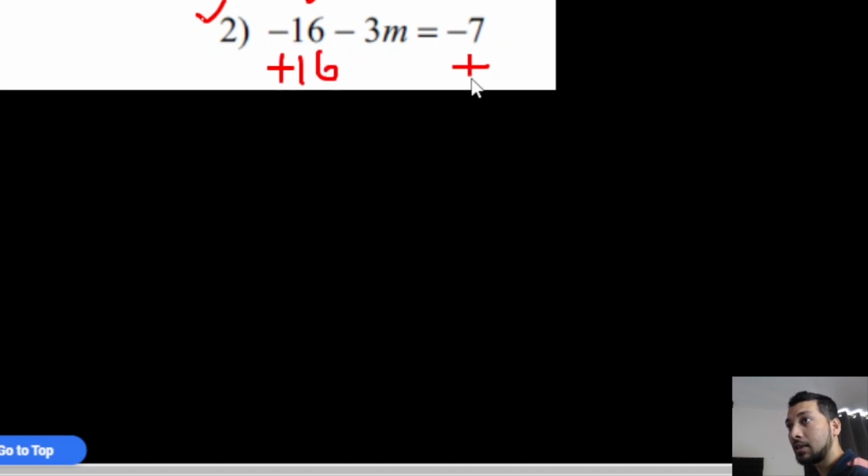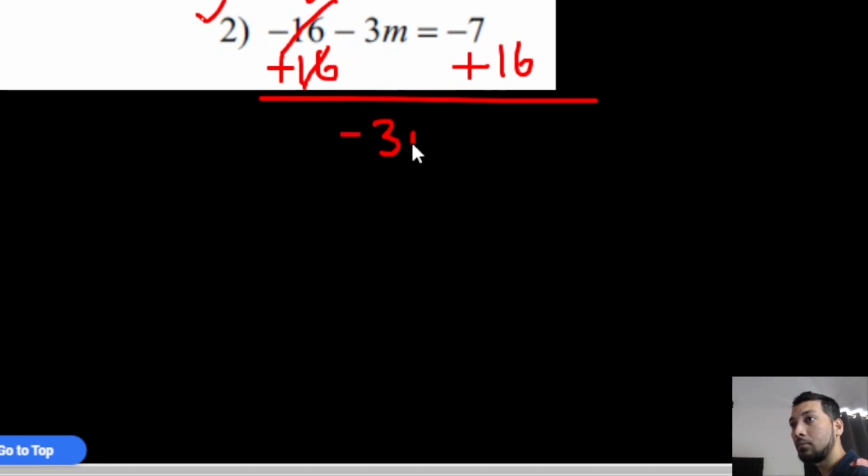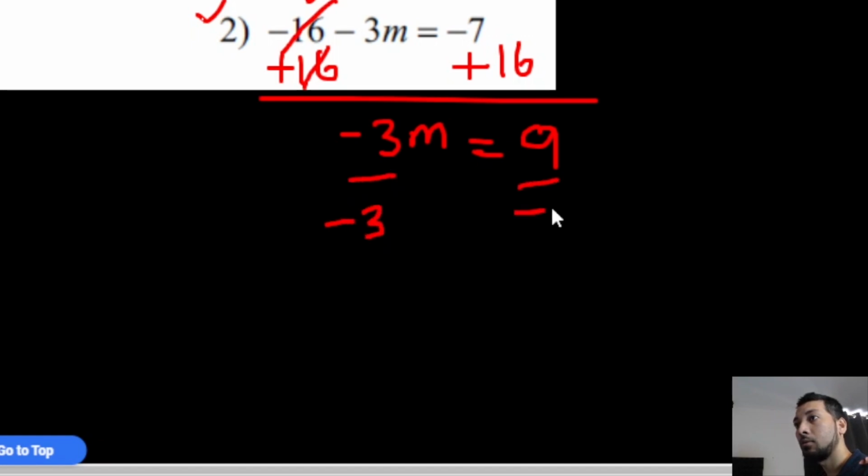If we add 16 on both sides, this cancels out. We have negative 3m equals negative 7 plus 16 is 9. Now the second step is we multiply or divide. So in this case, we need to do division because we have a multiplication operation here, negative 3 times m. So we divide both sides by negative 3. We get m equals negative 3.